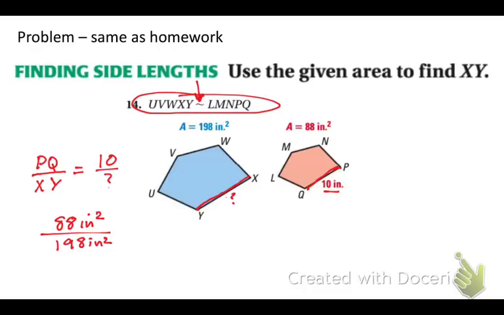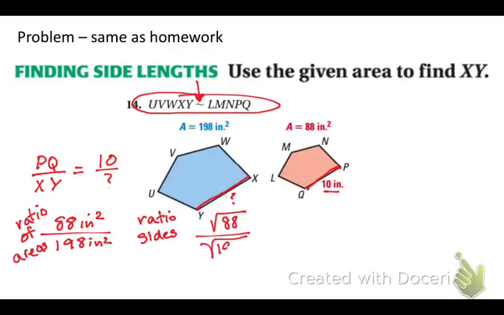So this is the ratio of areas. In order to get the ratio of sides, we're going to take the square root of that. So we take the square root of 88 over the square root of 198. Again, these are not nice, neat numbers. They're kind of ugly. So the best thing to do is just stick them in the calculator, take the square root, and you get approximately 9.38 for the square root of 88. And the square root of 198 is approximately 14.07.